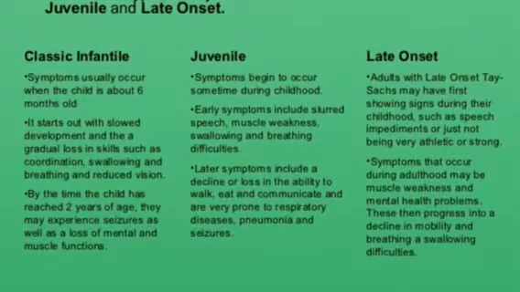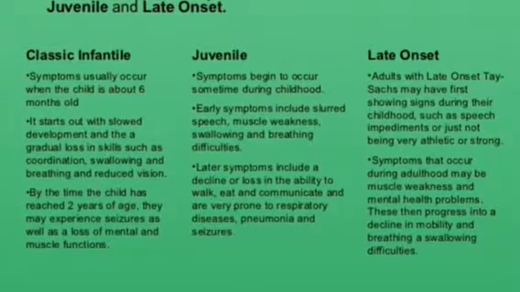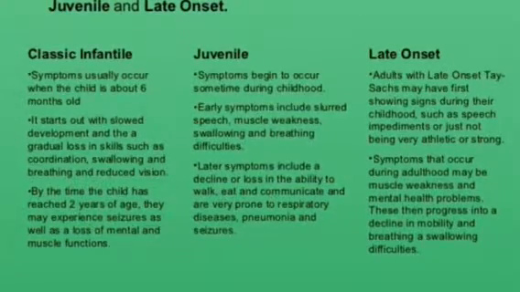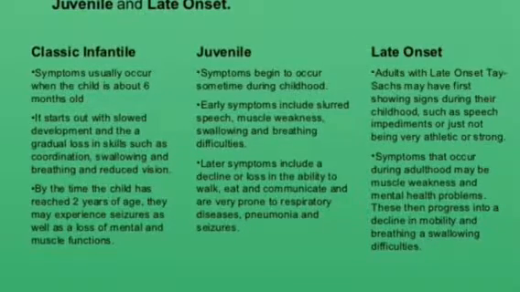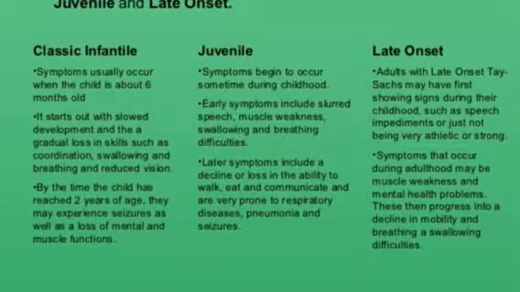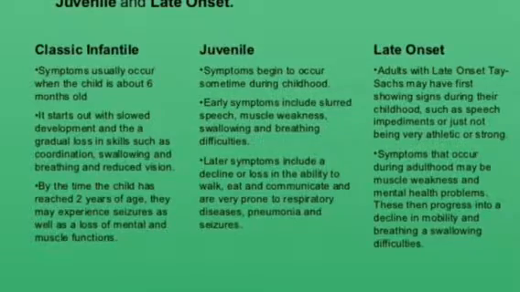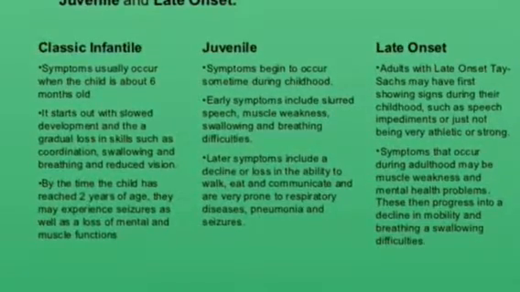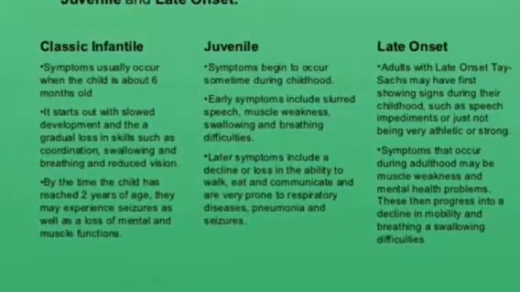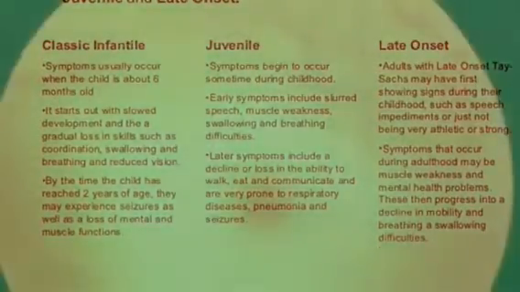The final and least common form of Tay-Sachs disease is late-onset TSD. At first, slight signs will appear in childhood, such as speech impediments, not being very athletic or strong. Symptoms that develop in adulthood may include muscle weakness, mental health issues, decline in mobility, as well as breathing and swallowing difficulties. One symptom of Tay-Sachs disease is cherry eyes.